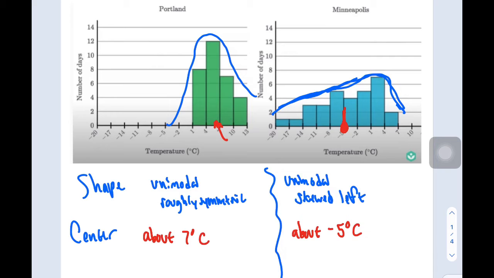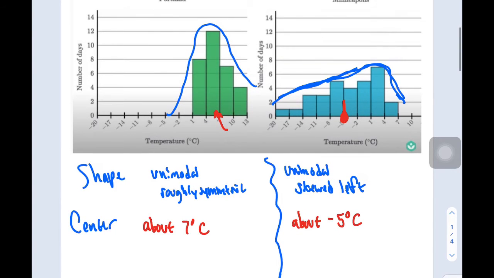And I'm saying the center there because it looks like about half the data is above it and half is below it. It's kind of the middle point. Alright, so we have the shape there. We have the center. We can see that the center for Minneapolis is a little colder, right? We have it at -5 degrees, where the center over here is at 7 degrees Celsius.